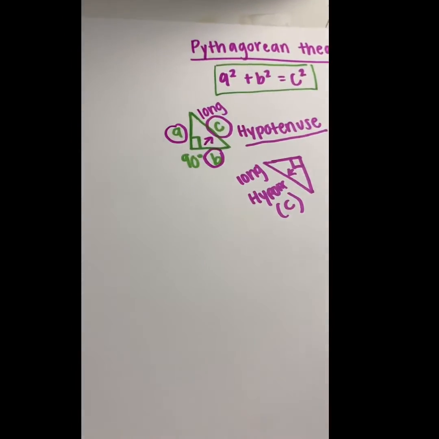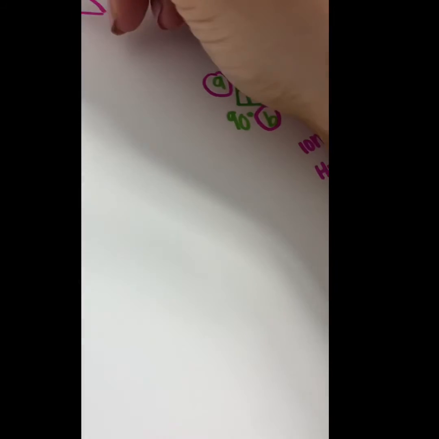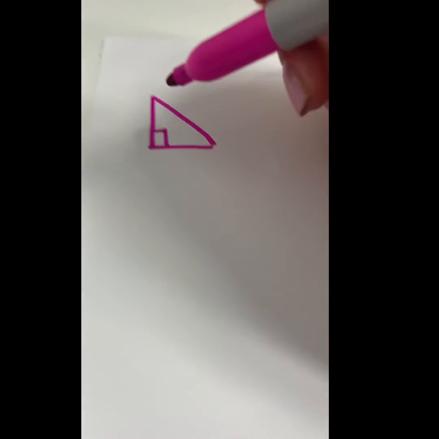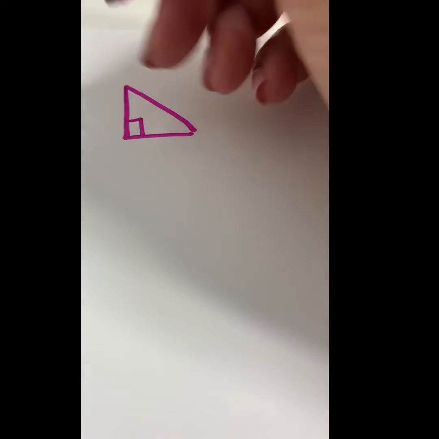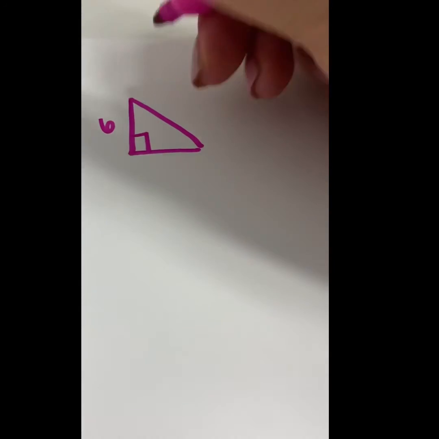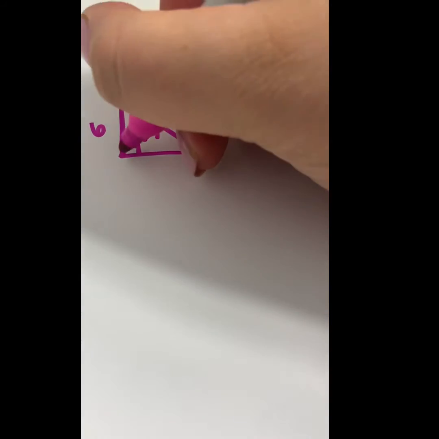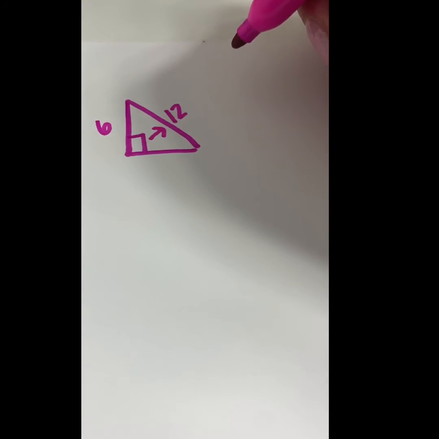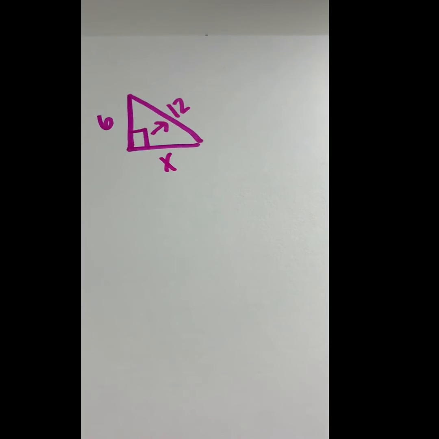Now we're going to look at what if our triangle looks like this, okay? What if we don't get sides A and B? What if we get side A, which is 6, and then we get side C, which is 12, because remember, this is our hypotenuse. It's across from our right angle. And then we don't know side B. So this one's going to be set up a little differently. We have A and we have C.